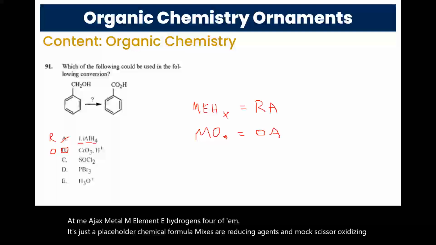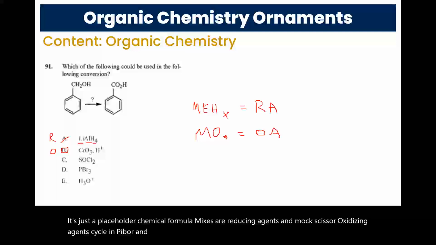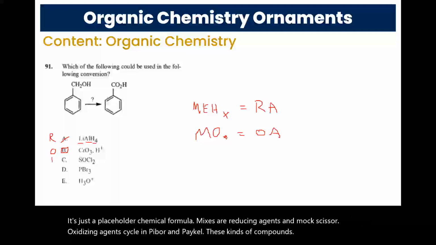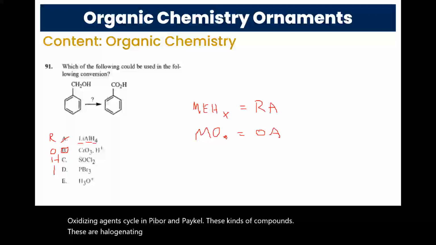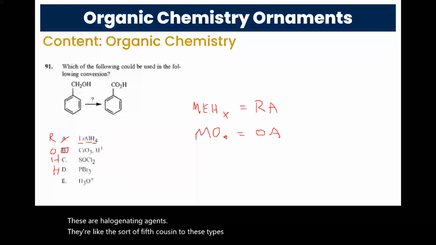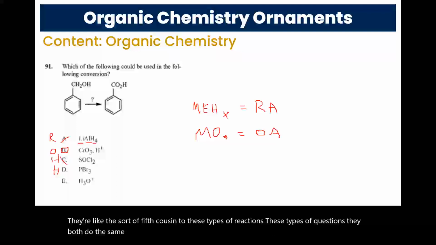SOCl2, PBr3 and PCl5, these kinds of compounds, these are halogenating agents. They're like the sort of 5th cousin to these types of reactions, these types of questions. They both do the same thing. Neither of them can be correct. They're both halogenating agents. What is E?